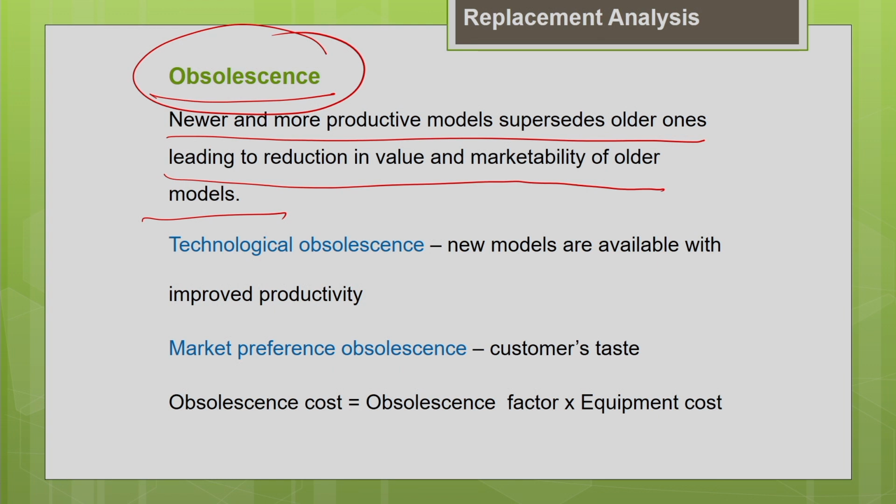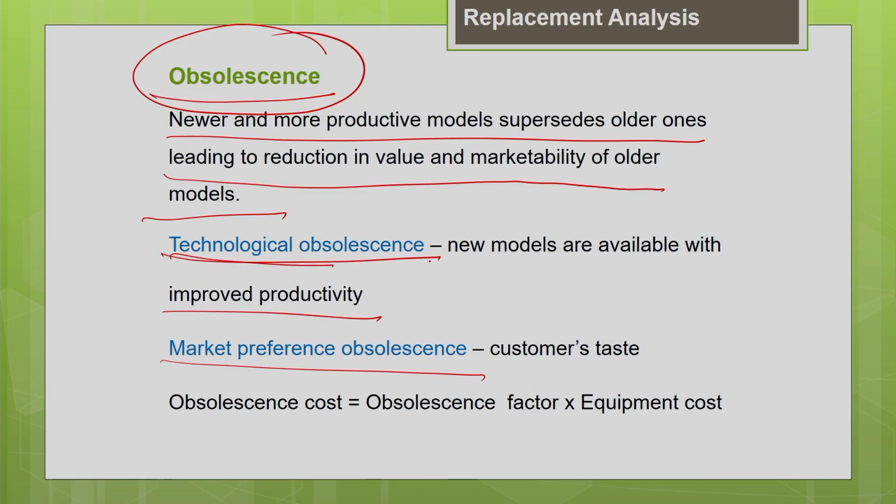So this obsolescence can be either technological obsolescence or market preference obsolescence. Technological, just now I told you, is due to the loss in productivity. There are many competitive models with better productivity in the market, but you are sticking to the old machine with a very low productivity. So what is the cost associated with it? What is the loss we are facing because of that?